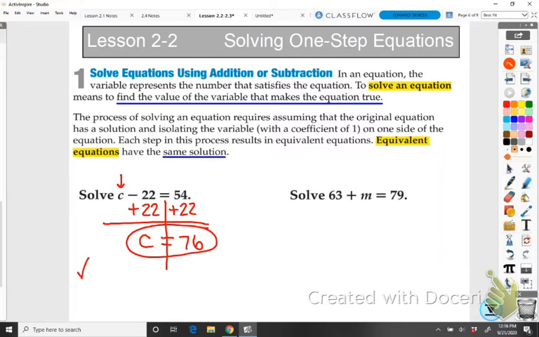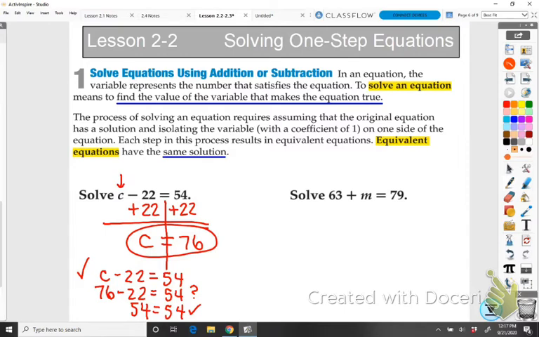To show the check, you go back to the original problem, C minus 22 equals 54. You replace the C with the number that you found, in this case 76, and you ask yourself, does 76 minus 22 equal 54? So actually do the math. That equals 54. So you say 54 equals 54, give it a check. But sometimes your answer might not be right and doesn't actually check, so make sure you prove it.